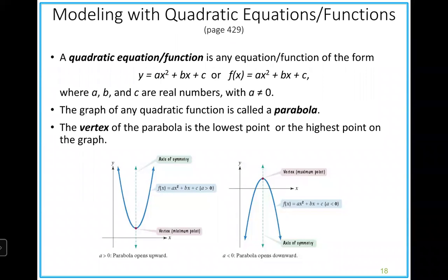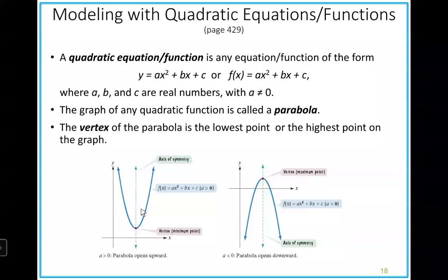Negative. Okay. So what this is telling us is that if the coefficient of x squared is less than 0, which means it's negative, the parabola would look like this. It's going to open downwards. If the coefficient of x squared is greater than 0, that means it's positive, then the parabola will open upwards. It will look something like this.